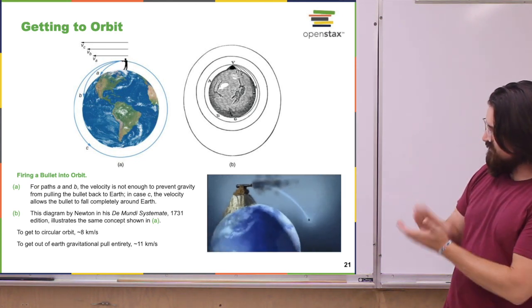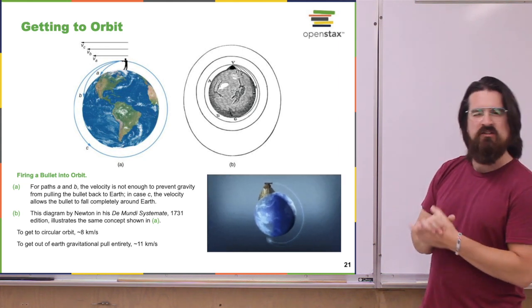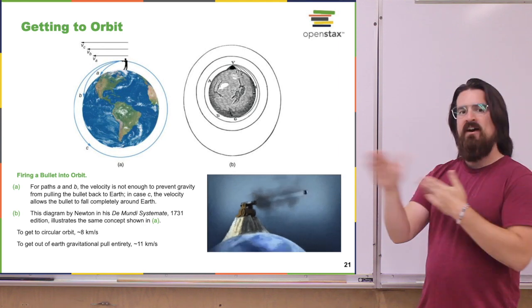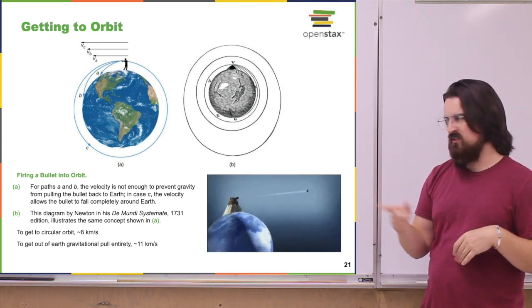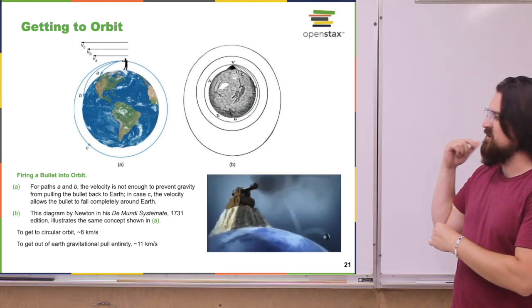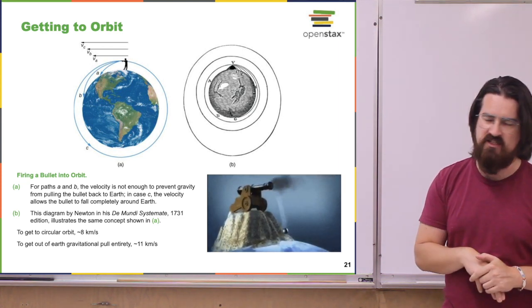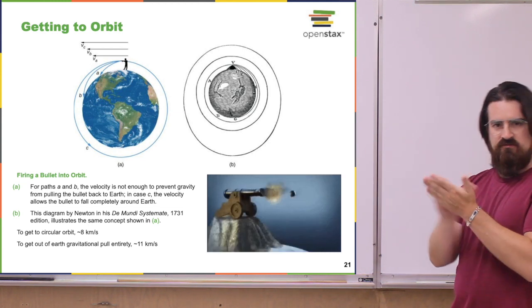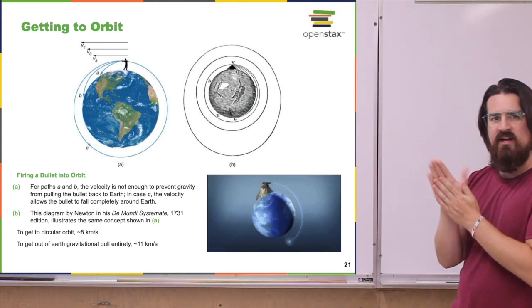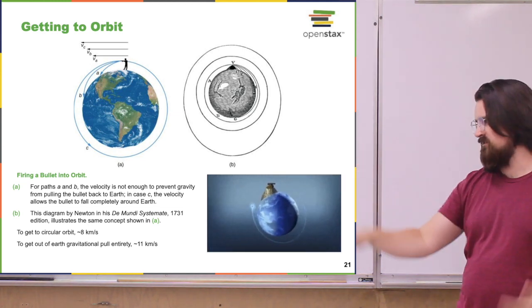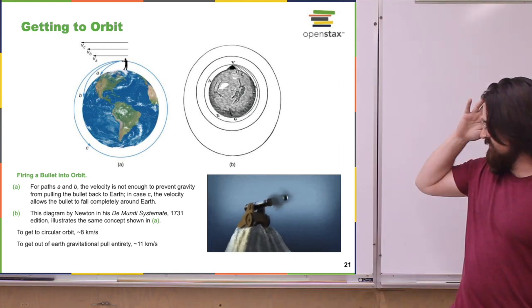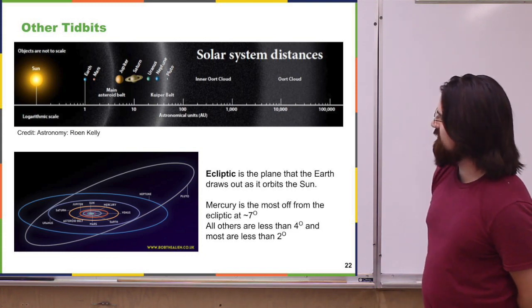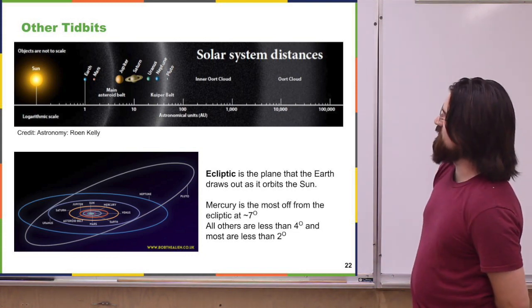Turns out that the minimum speed to do that is about 8 kilometers per second. That'll get you to a circular orbit. If you go faster than that, then you get into an elliptical orbit. And if you can get an object up to 11 kilometers per second, that's what we call the escape speed. That's enough that it's going to get away from Earth's gravitational field entirely. It's a nice little animation showing this thought experiment in motion. That's about it. I just wanted to point out a couple other things in this lecture before we move on.